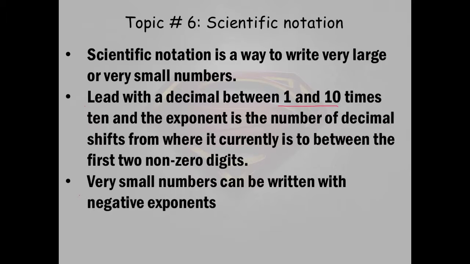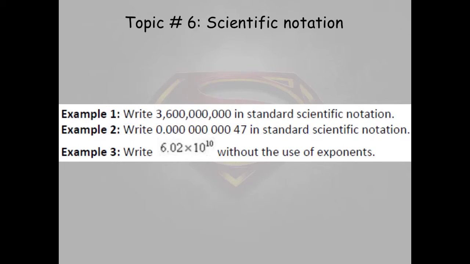And the exponent is the number of places the decimal shifts from where it is currently to between the first two non-zero digits. Very small numbers can be written with negative exponents. Now that may be confusing. Let's look at some examples.